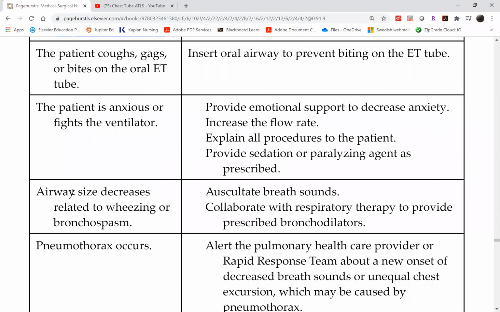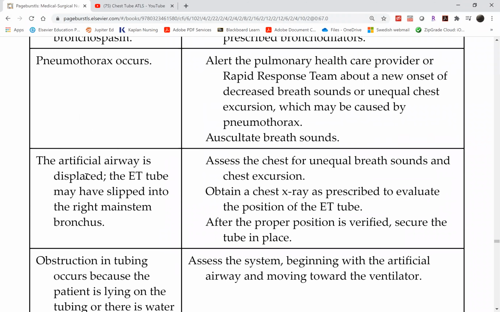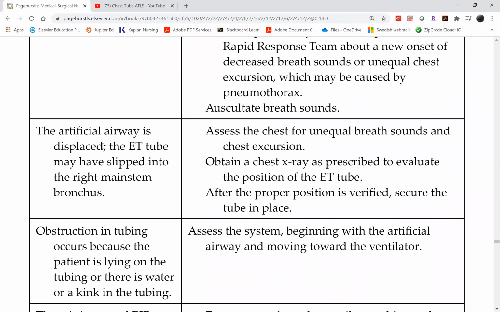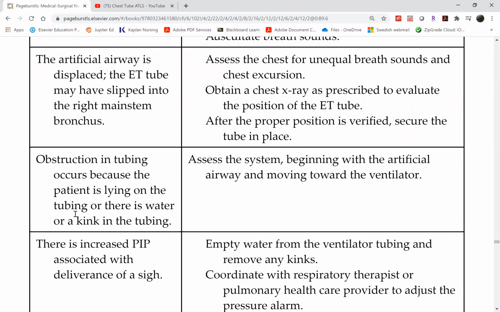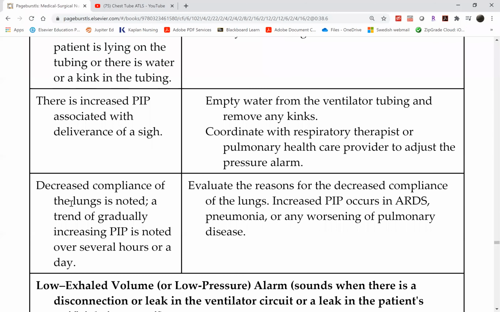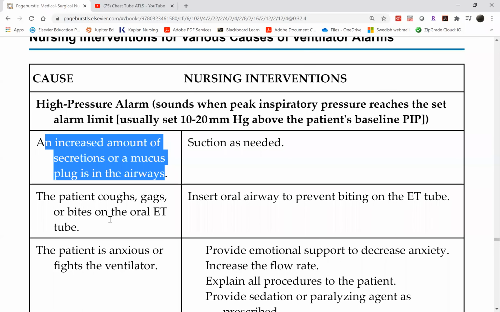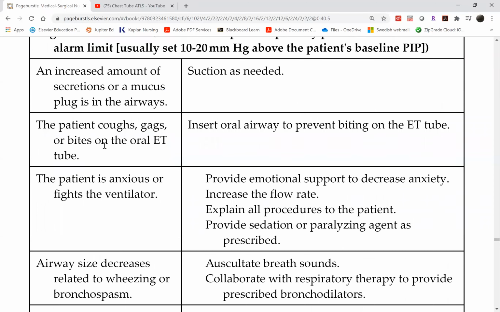Airway, we're talking about the trachea here because you have a plastic airway in there. It will cause inflammation and may decrease airway size. You get a pneumothorax. You get a displaced tube. The tube is into the right mainstem bronchus. It's obstructed by either the condensation in the circuit, or the patient size, or the lung compliance changed. Obviously, it decreased. So what happens between the ventilator and the patient here in all of these conditions? What has developed?